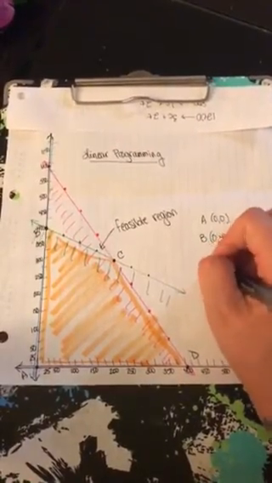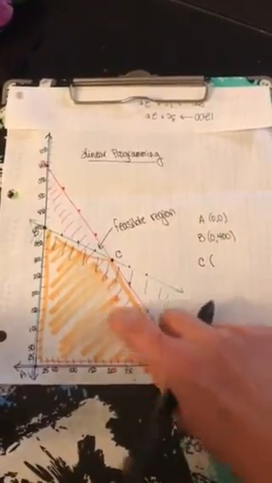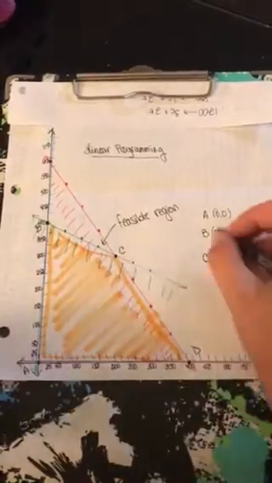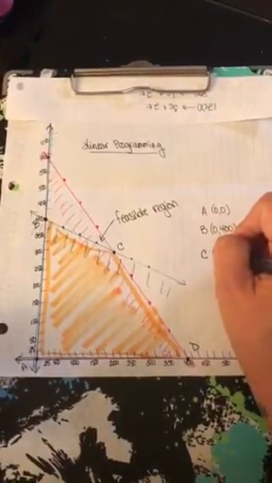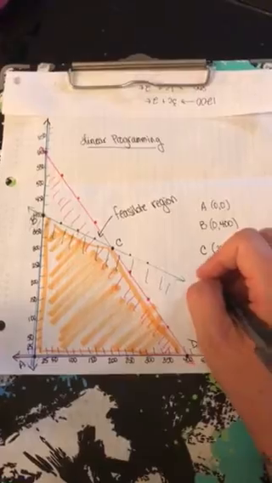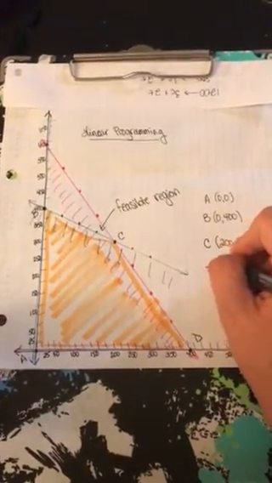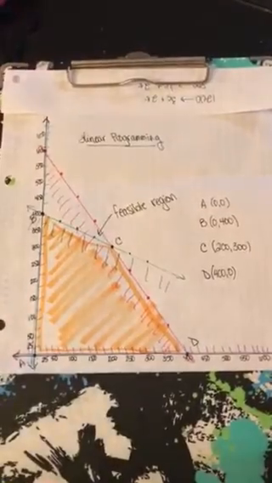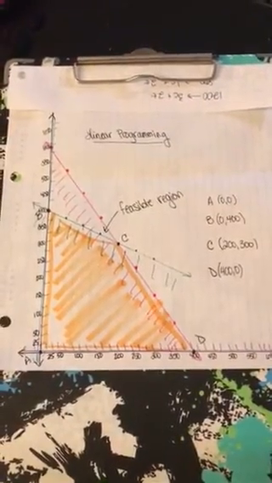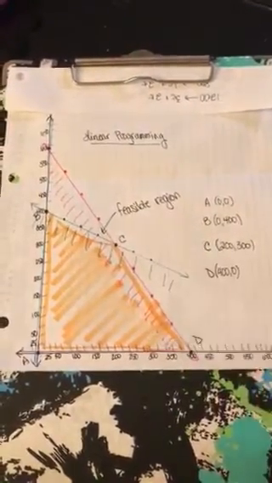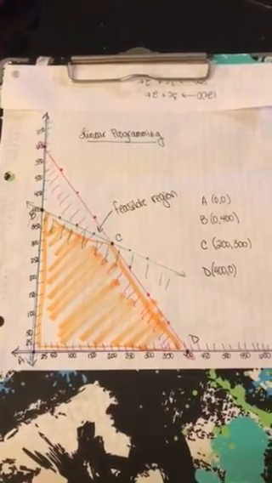C is at, it looks like 200, 300. And then D is right down here. It's at 400, 0. Why is this important? The intersection points along the perimeter of your feasible region help you maximize or minimize.